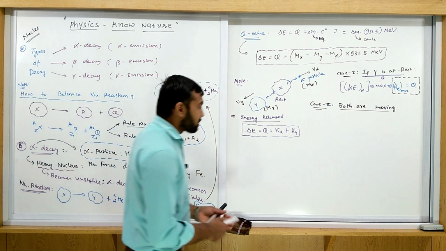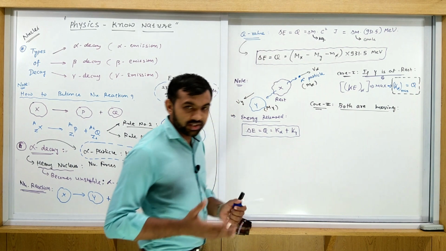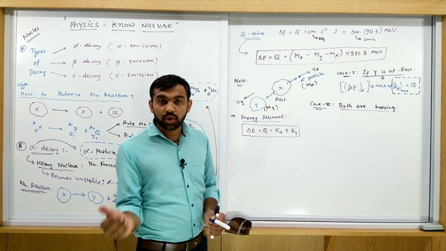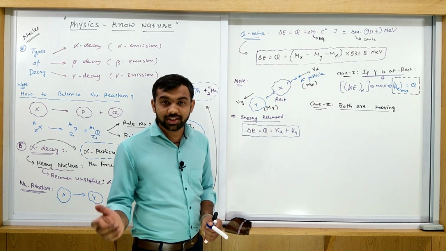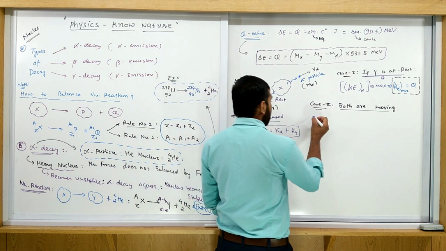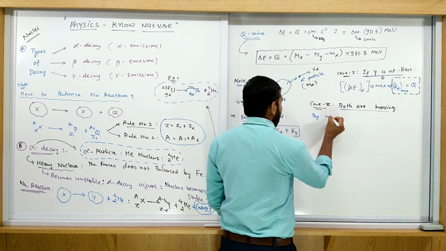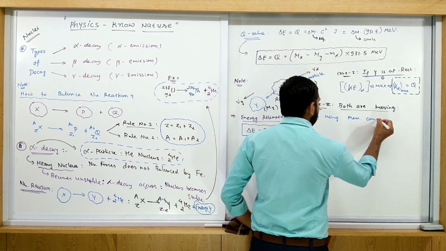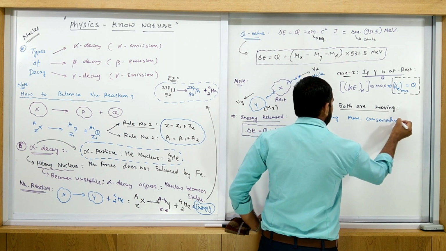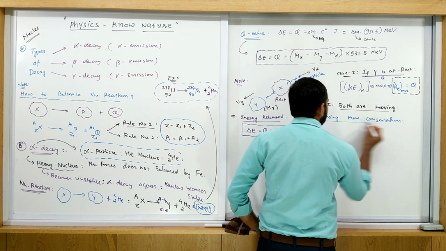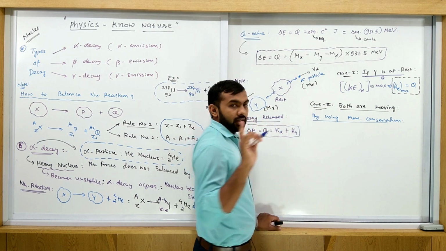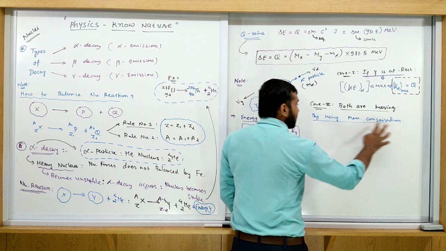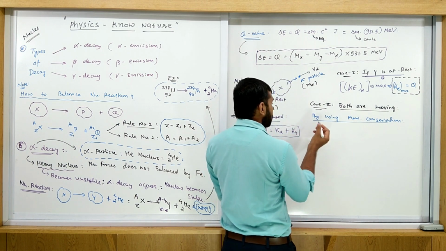So use the momentum conservation here, because there is no external force present. If external force is 0, then in this process, momentum is always conserved. So by using momentum conservation, we have to find out the kinetic energy of alpha particle. By using momentum conservation, we write this value like this.